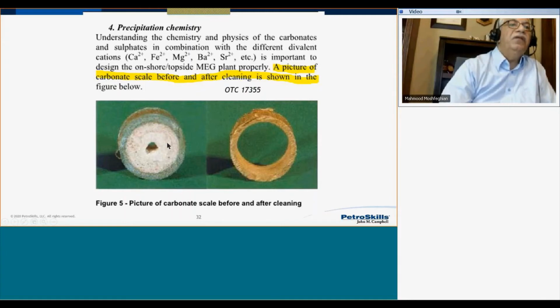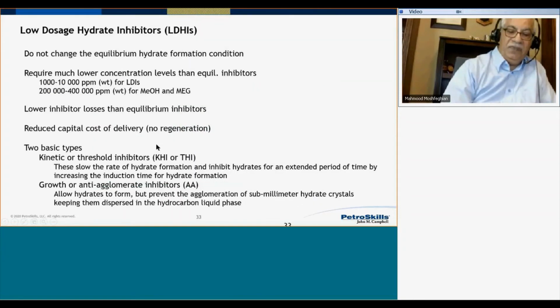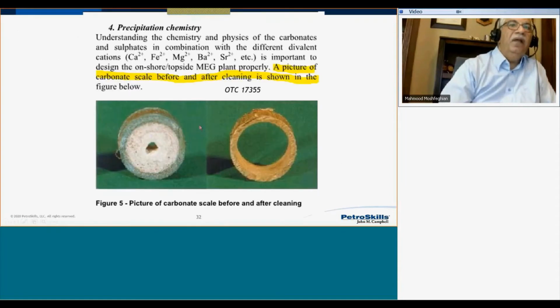This is the deposition of this kind of salt, and this is after removal. You can clog up your piping system completely. By the way, this reference here is a paper from the Offshore Technology Conference, OTC paper 17355. If you are dealing with problems with salt, MEG regeneration and salt formation in the system, it's an excellent paper.